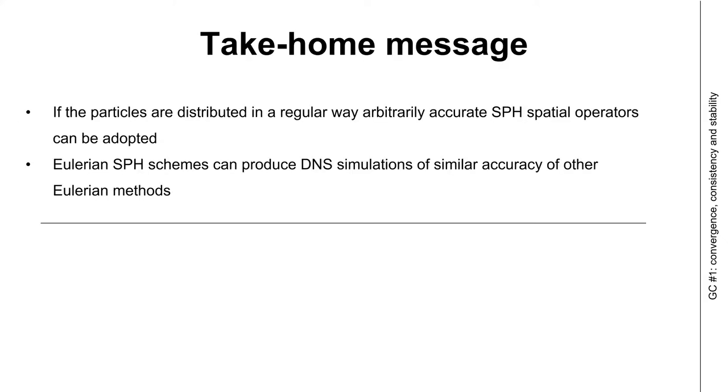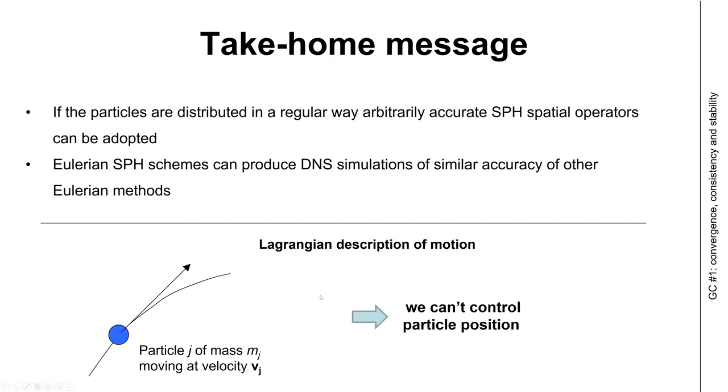Okay, so the take-home message here is that basically, if particles are distributed in a regular way, arbitrarily accurate SPH spatial operators can be adopted. And we can also say that Eulerian SPH schemes can produce DNS simulations of similar accuracy to other Eulerian methods. But we still haven't solved the so-called dichotomy between accuracy and Lagrangian description of motion. And this is what I'll try to address from now.